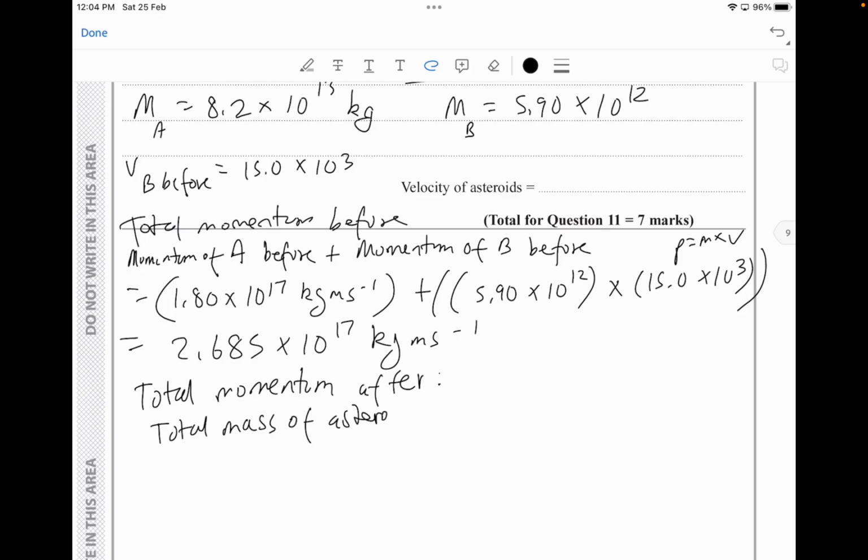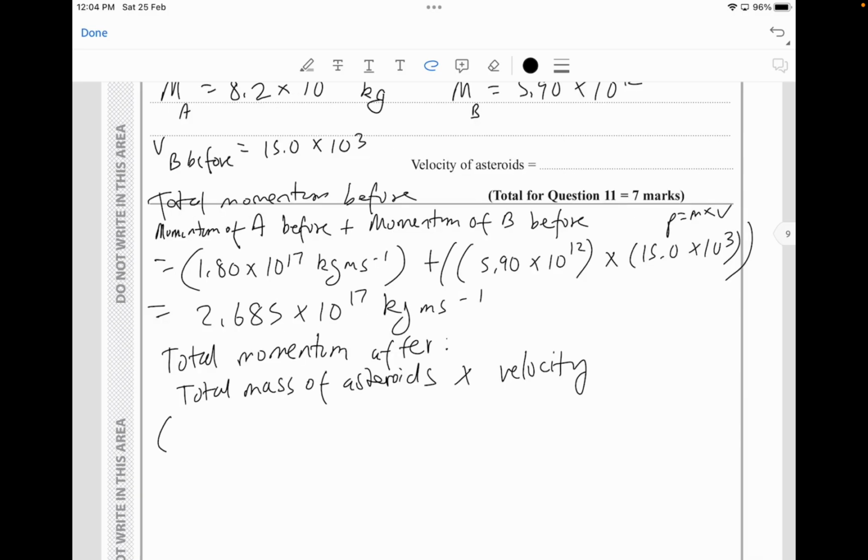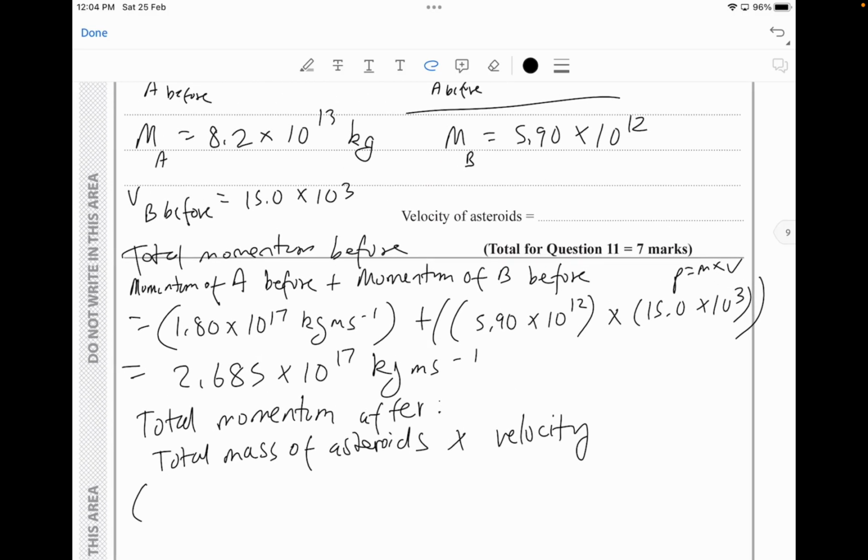Okay, total momentum is the total mass of the asteroids multiplied by the velocity. We know the mass of asteroid A to be about 8.219 times 10 raised to the power of 13 kgs, plus the mass of asteroid B, which is going to be 5.90 times 10 raised to the power of 12 kgs.